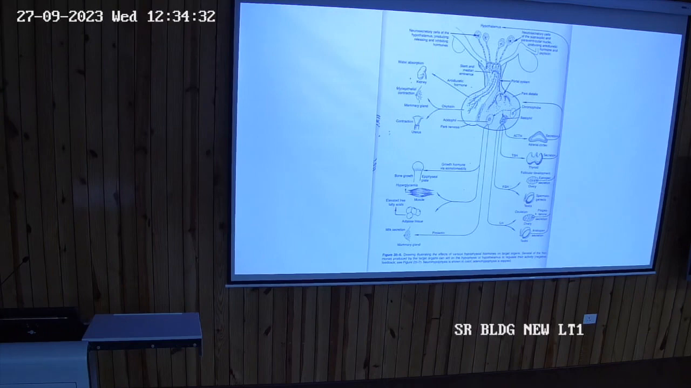So these are all the types of hormones coming from the adenohypophysis. And which cells of the adenohypophysis? Beta cells. From the beta cells.